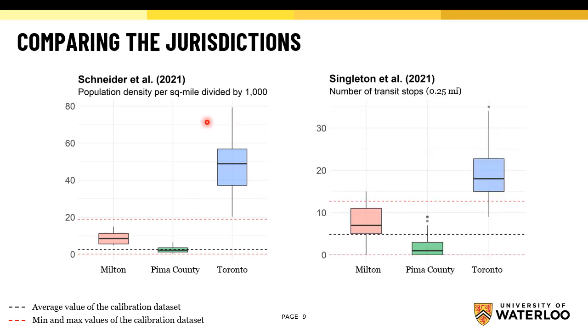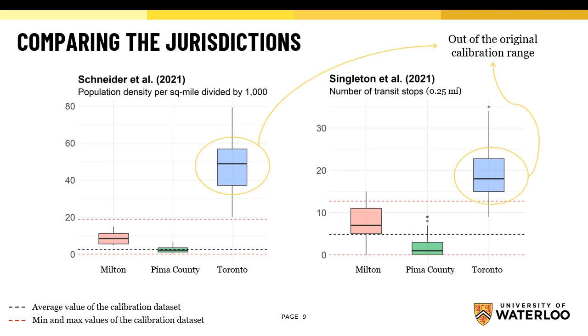And here we have another example, the number of transit stops. We observe this kind of pattern in almost all of the variables. Milton has a middle level of pedestrian activity, Pima County has a very low one, and downtown Toronto has a very high pedestrian activity. As I mentioned, for some variables Toronto was outside of the original calibration range, which could be a problem, and it was a problem that we identified when we tried to transfer the models to Toronto.